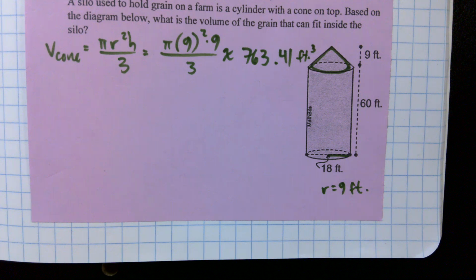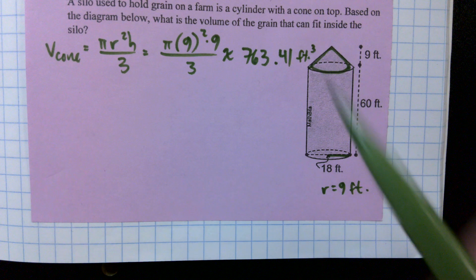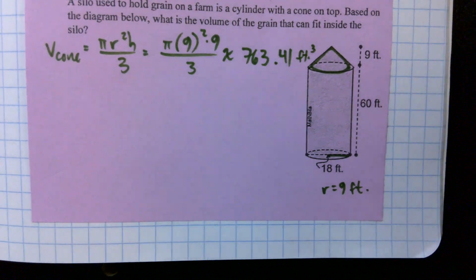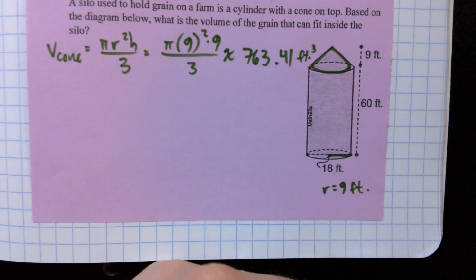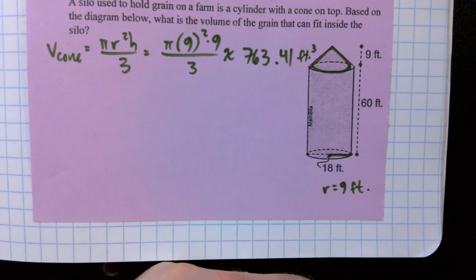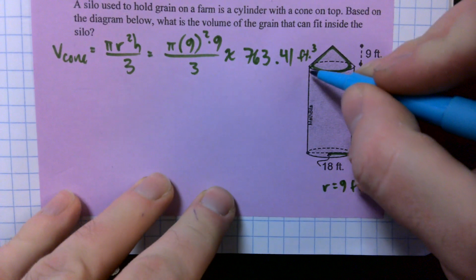So once we get the formula set up, at this point we can just plug it all into our calculator and go. We want an approximate volume anyway. That's just for the little pointy part on the top. Now let's figure out what the volume is for the cylinder on the bottom.